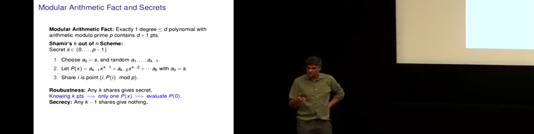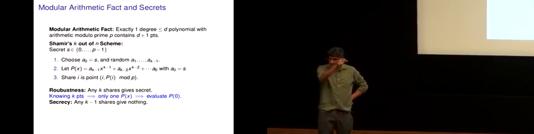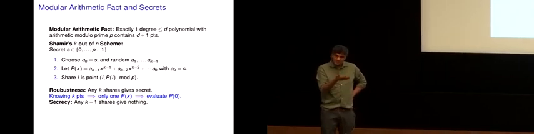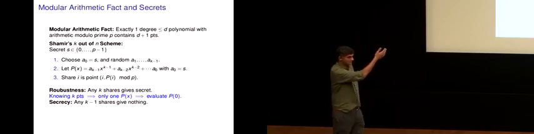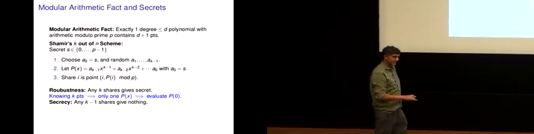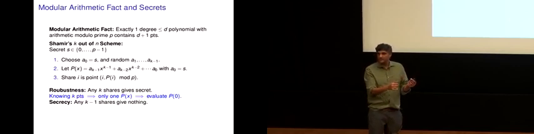Now, any k minus 1 shares gives nothing. That's what we argued before. No matter what point I choose on the y-axis, I can give you a polynomial that goes through that point, because that's also from the modular arithmetic fact. Say I have k minus 1 points somewhere, and now I specify a particular point at 0. Now I have k points, and that's sufficient to recover a polynomial.